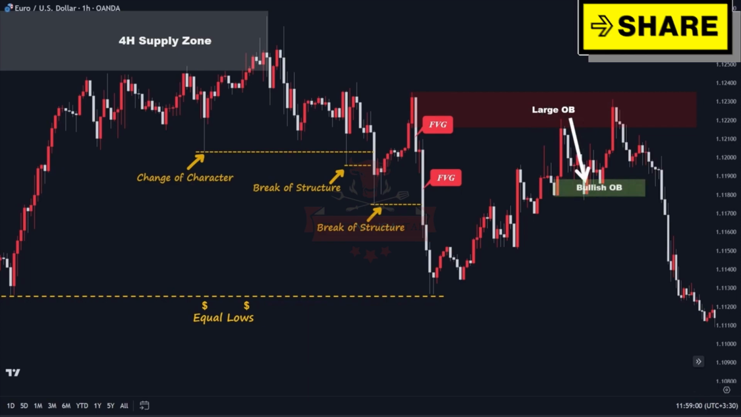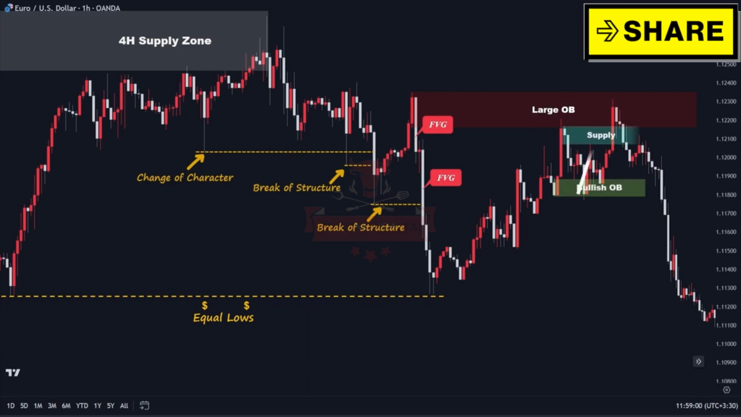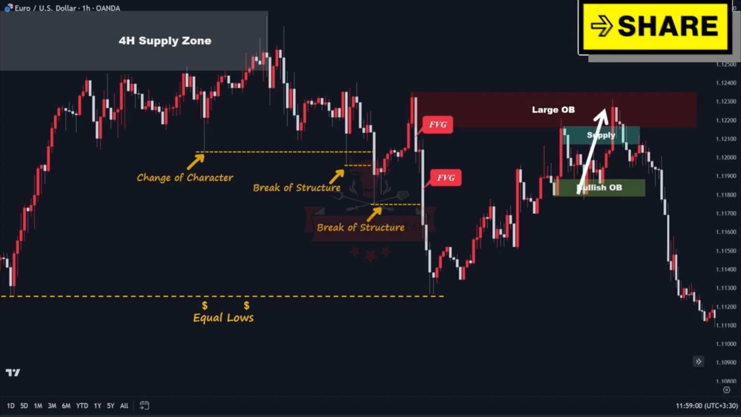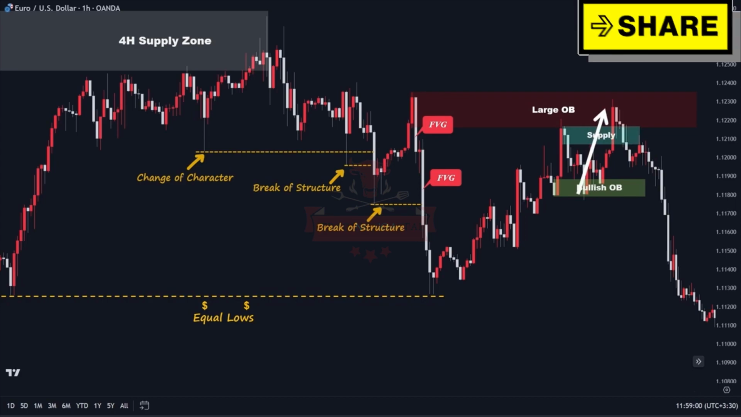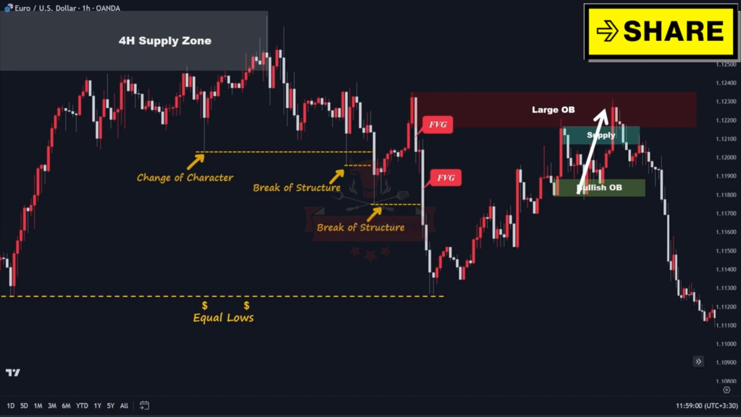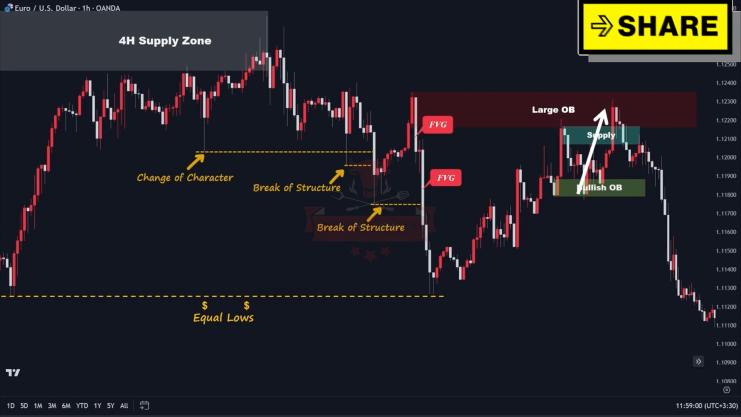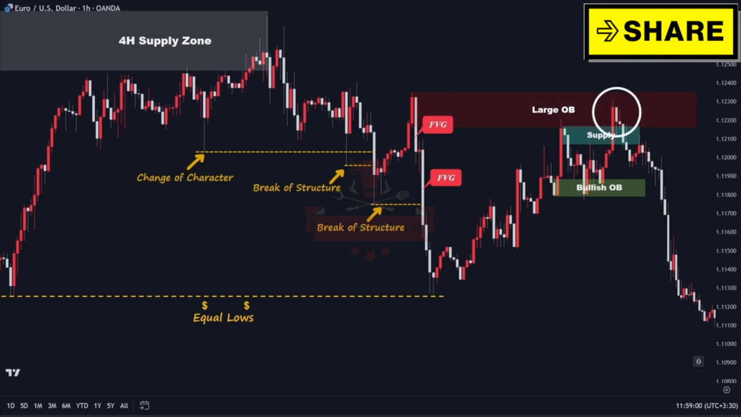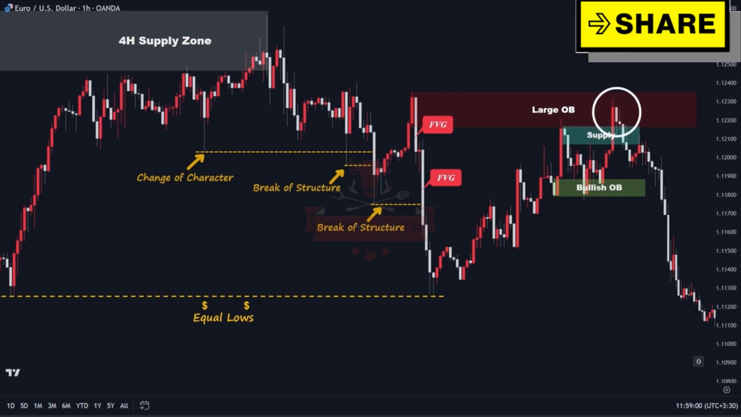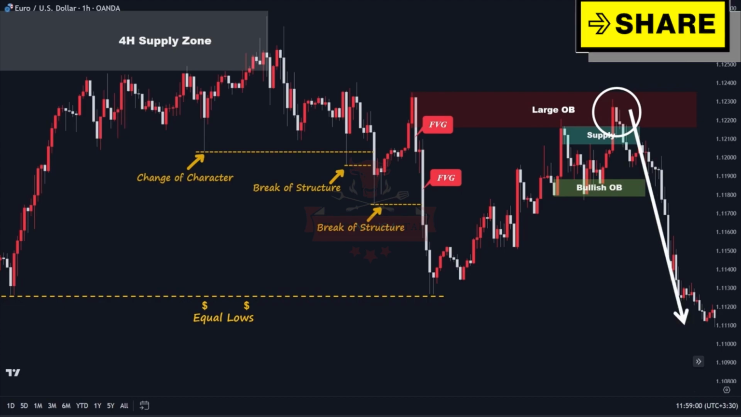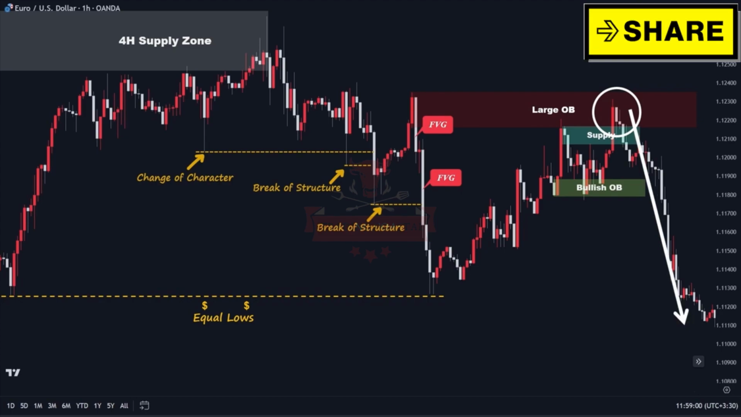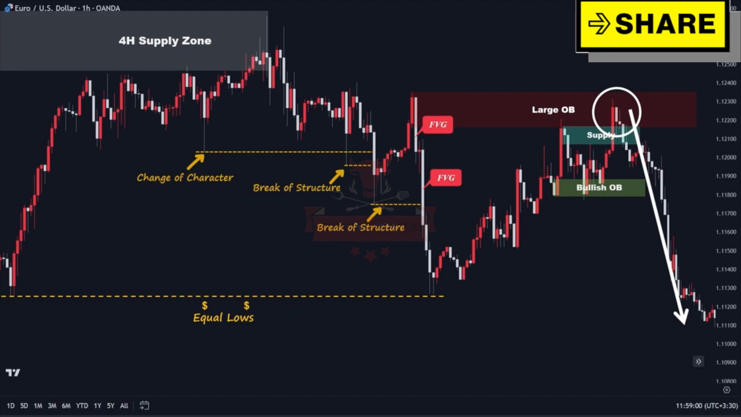After mitigating this bullish order block, the price reversed and moved upward, utilizing the last supply zone as an inducement. This move hit the stop loss of traders who had entered short positions from that zone. Price ultimately mitigated the large order block at the extreme once again. Following this, a substantial reversal occurred, with the price strongly moving downward and gaining significant momentum toward the sell-side liquidity.